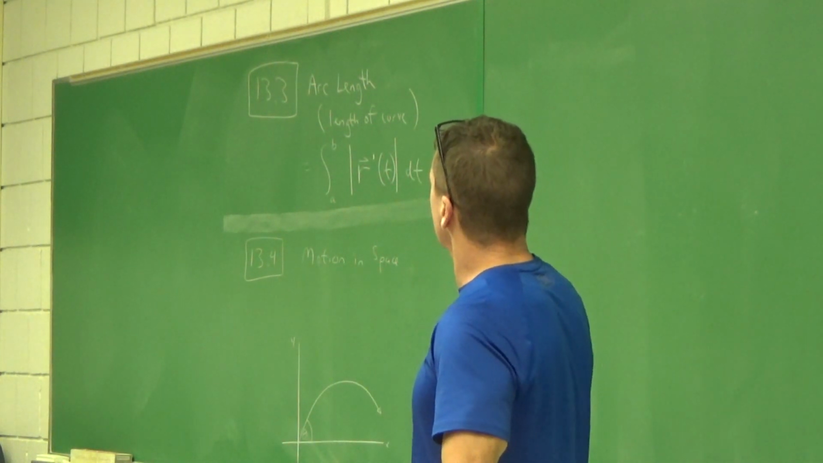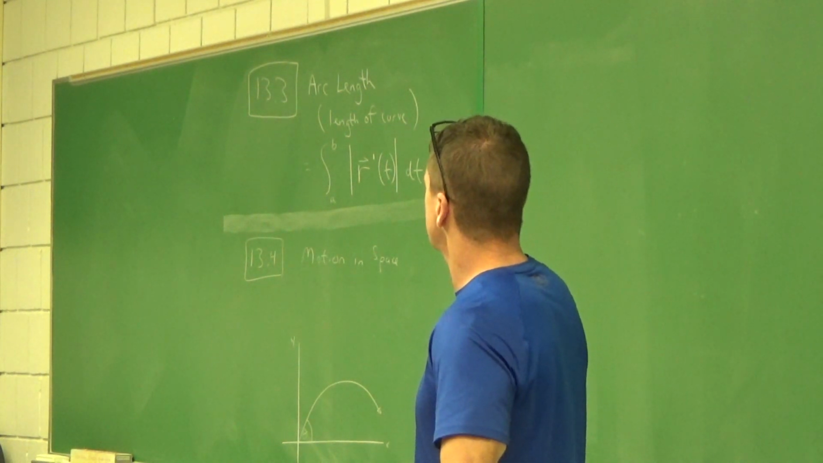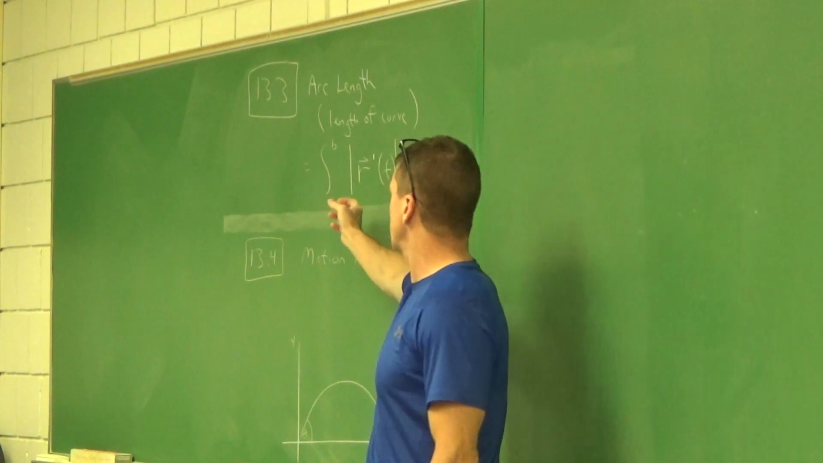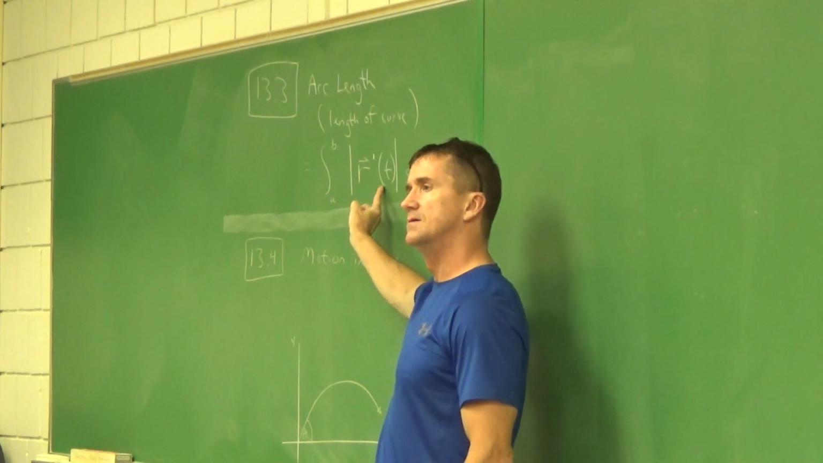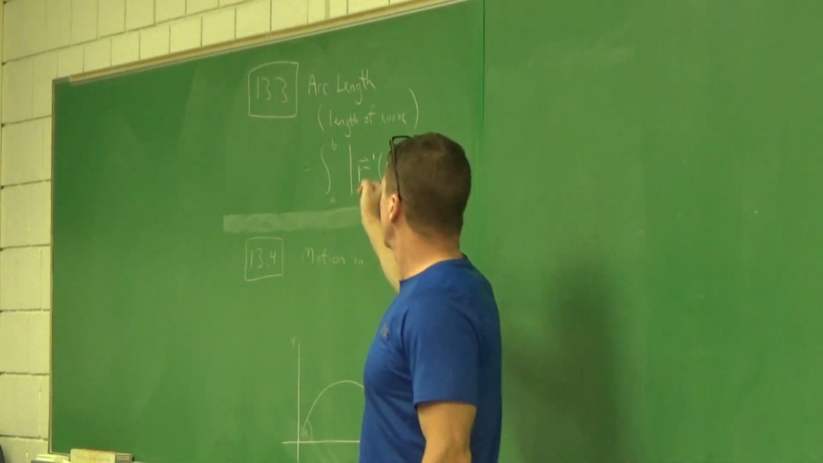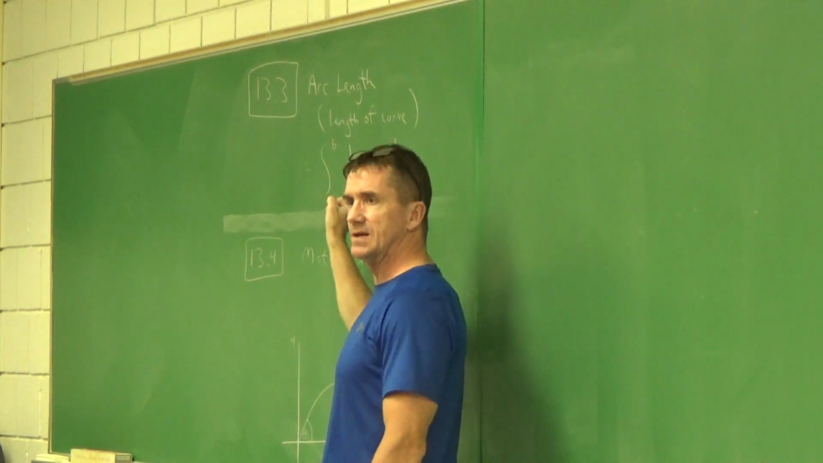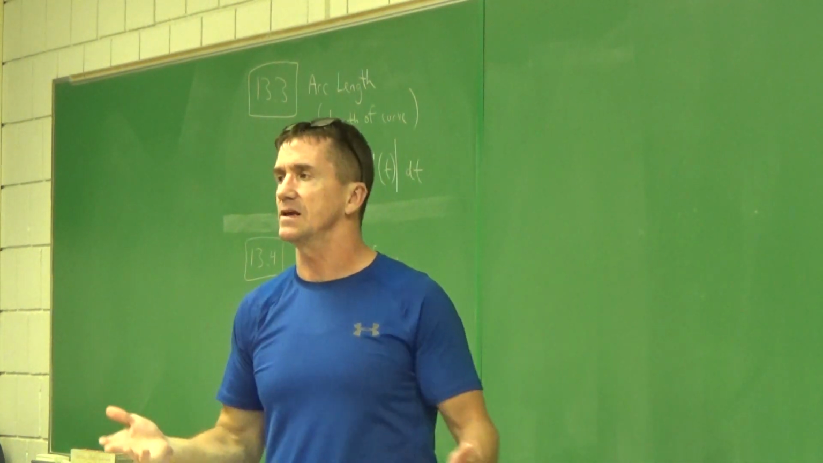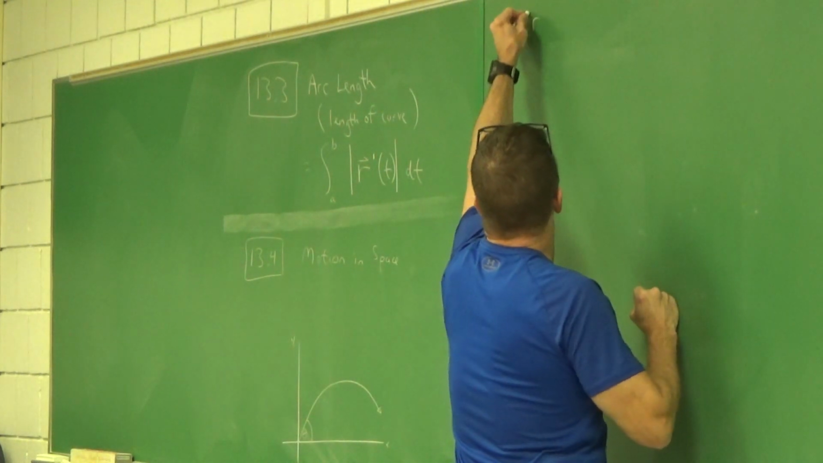So for length of curve, let's get the length of a helix. The formula is we're going to take the integral from a to b of the magnitude of r prime of t. You can think of the magnitude of r prime of t as speed, but we're going to take the integral of that. So they'll give you some vector curve.